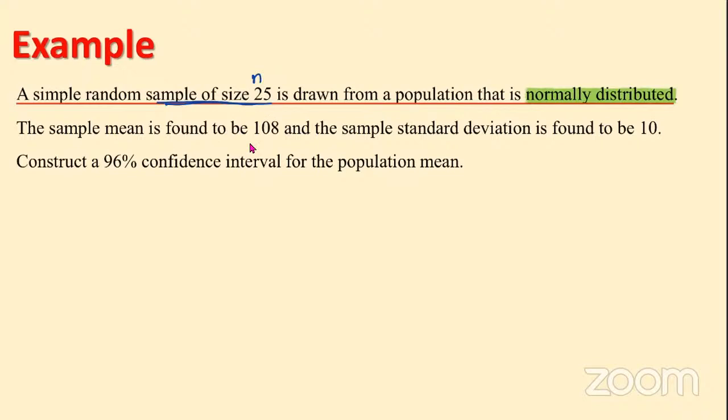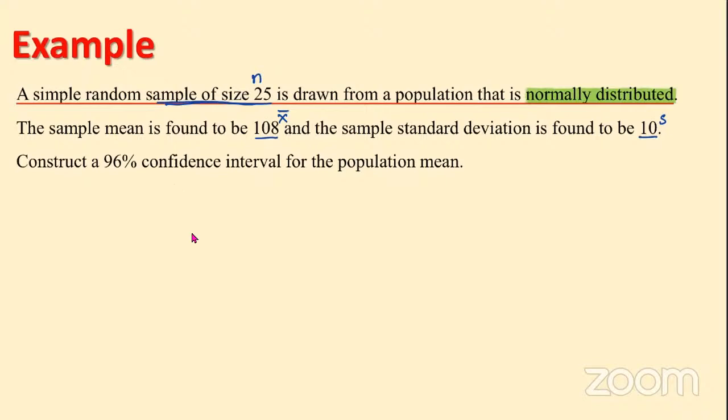The sample mean is found to be 108. So X bar is 108, and the sample standard deviation, that is S, is 10. We have to construct a 96% confidence interval for the population mean. So this one is the problem on confidence interval.